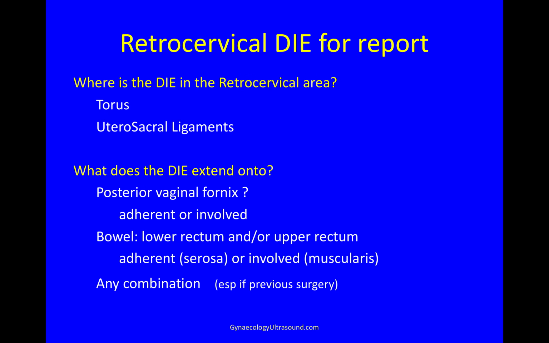So when you're describing retrocervical DIE at the torus, you have to say, is it in the torus or maybe in the uterosacral ligaments or in all of them? And what does it extend onto? Does it extend onto the posterior vaginal fornix, and is it maybe also involved with DIE? Does it extend onto the bowel? That would be lower rectum and/or upper rectum. And is it only adherent, serosa, or is it involved, a muscularis layer of the bowel? Or any combination of the above, especially when people have had previous surgery.